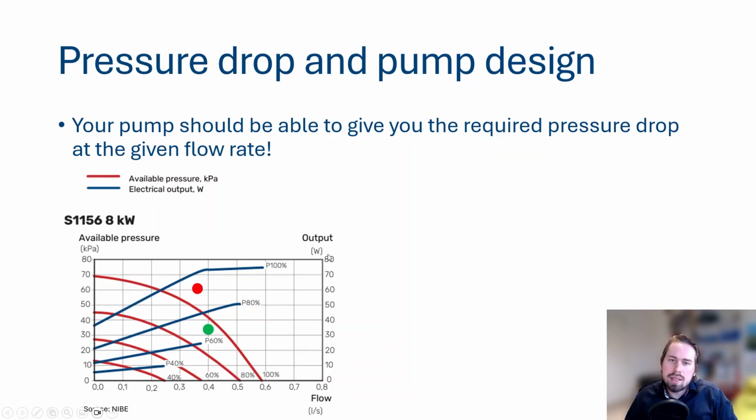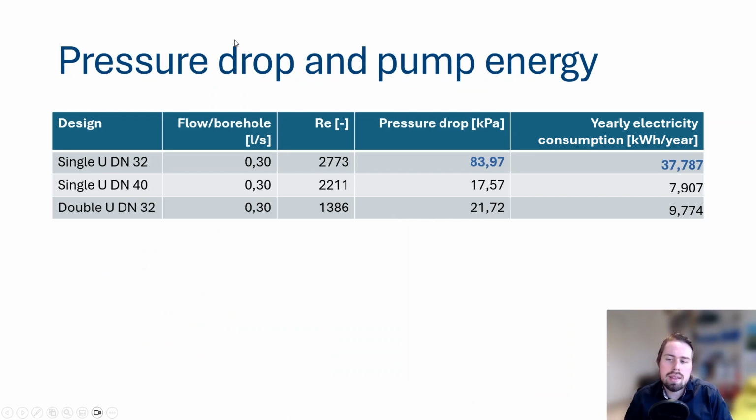Now, another thing next to the design of the right pump is the pump energy. And I can show you this in this simple table where you have 3 different designs: a single U-tube with a DN32, a DN40, and we have also a double U-tube with a DN32. We have the same flow rate through the borehole of 0.3 liters per second. You can see here the Reynolds number, but also the pressure drop and the yearly electricity consumption.